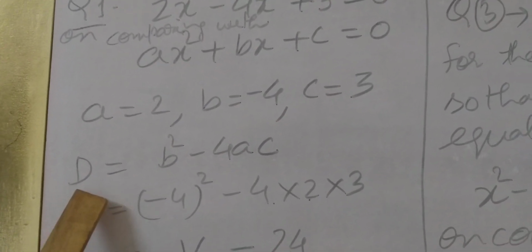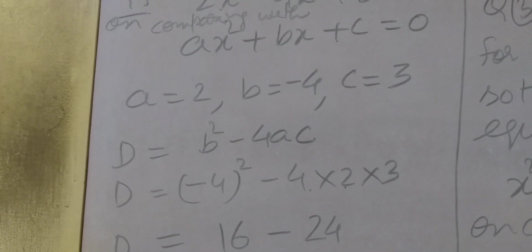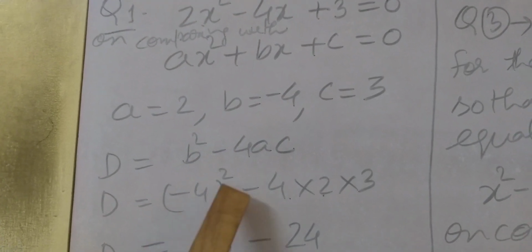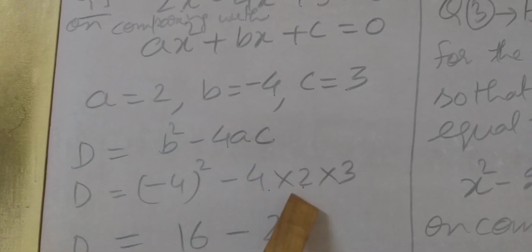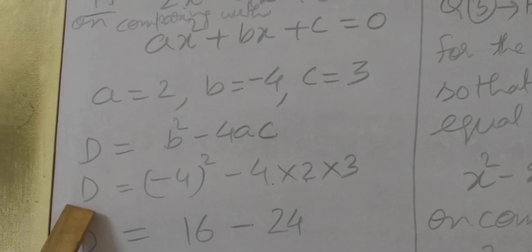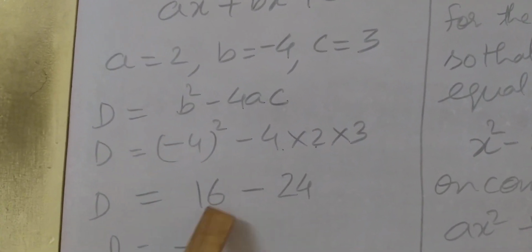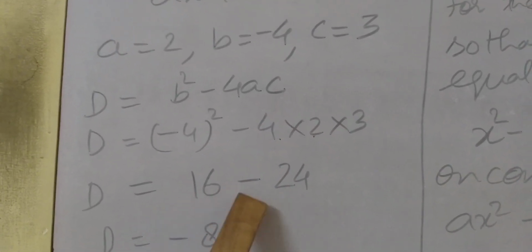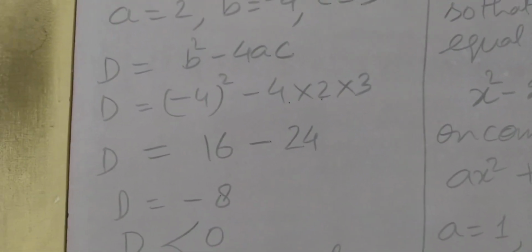D is the discriminant, D equals b square minus 4ac. So D equals b value, minus 4, whole square, minus 4 into a value 2, c value 3. Let us do the calculation, students. D equals 16 minus 4 into 2 into 3, which is 24. 16 minus 24, so D equals minus 8.